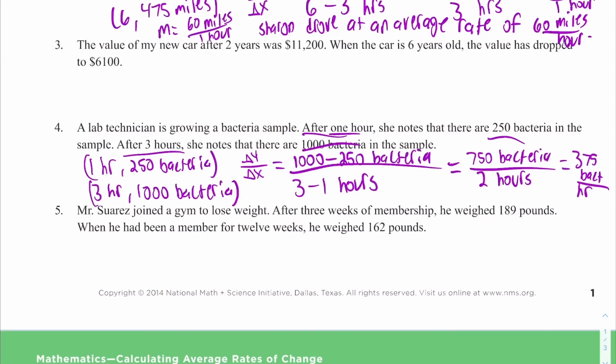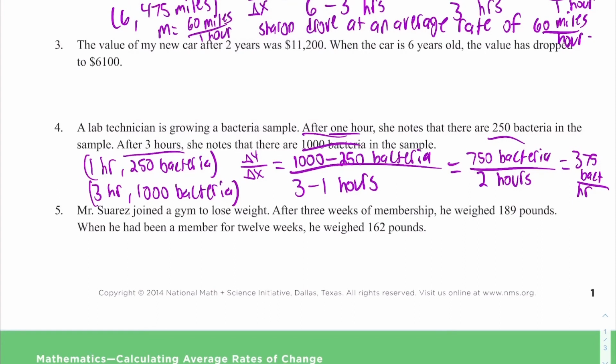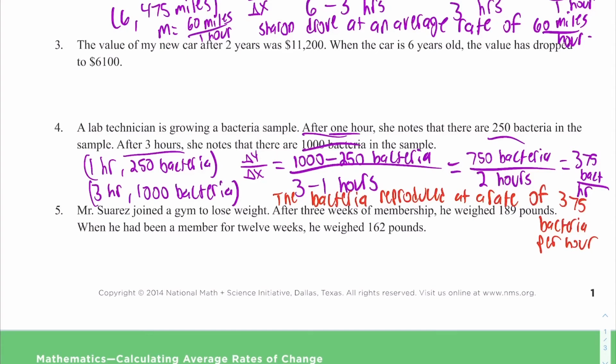Now let's just say this back as a sentence. I'll use a different color. The bacteria reproduced at a rate of 375 bacteria per hour. Seems easy enough, right? Let's do one last one.